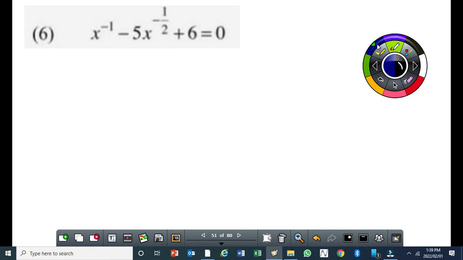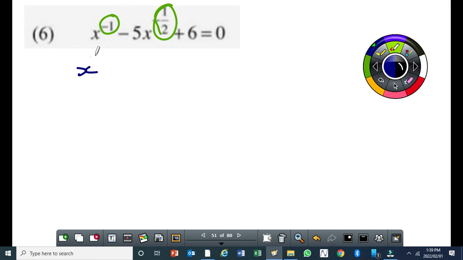The first term has an exponent which is negative 1. The second term has an exponent which is equal to minus a half. So we know that minus 1 is twice minus a half. If you multiply minus a half by 2, you will get negative 1. Therefore, we can rewrite this equation as a quadratic equation. It's exponential, but it can be written as a quadratic equation.